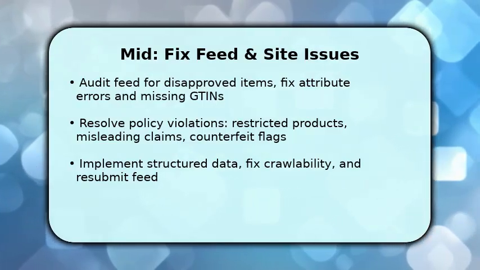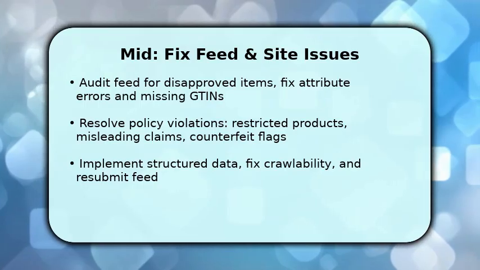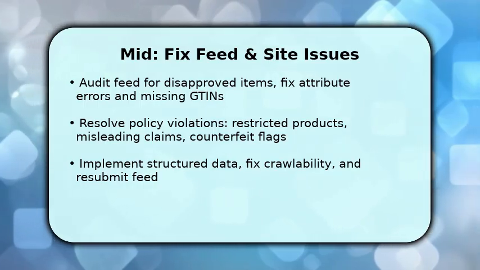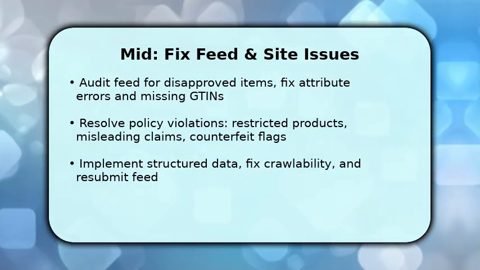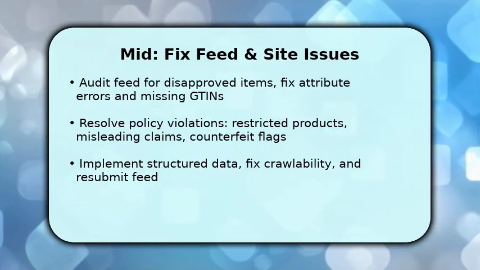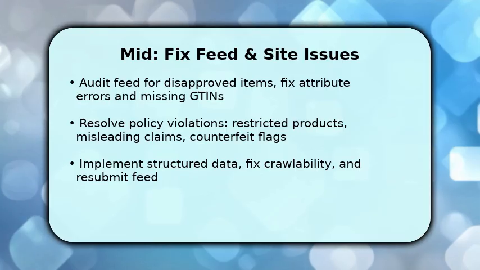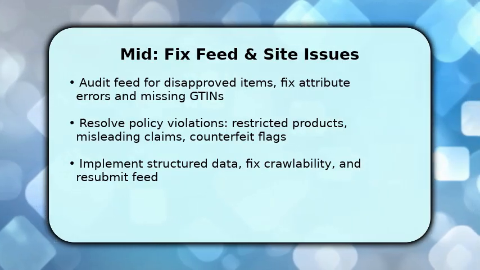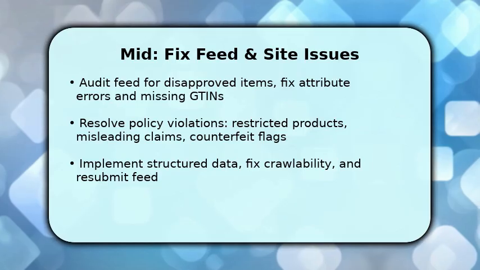Export the merchant feed report, filter disapproved items, and correct attribute errors or missing GTIN. If a product lacks a GTIN, provide valid manufacturer part numbers or select identifier exists correctly. Address policy violations by removing restricted items and editing claims that sound deceptive.